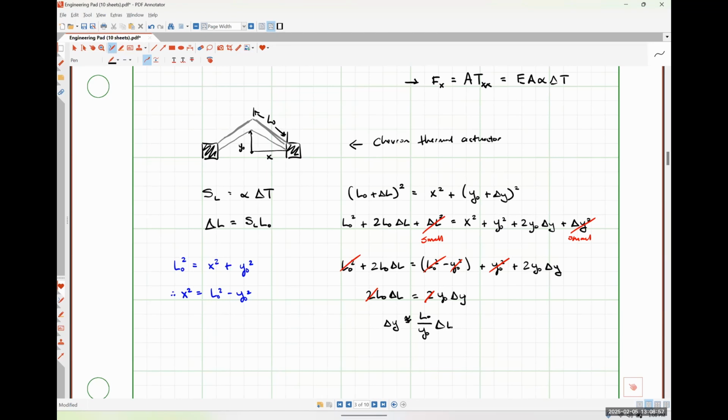So effectively, our extension gets amplified by a factor of L naught over y naught. So the steeper that we make our chevron, essentially, the more amplification of that extension we are going to see. So we can actually generate relatively large displacements with a thermal actuator if we orient it to where when they push into each other, they generate an upward displacement as opposed to just a straight extension displacement. Okay.